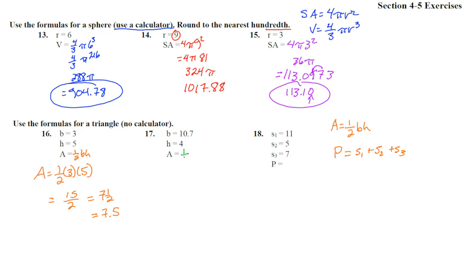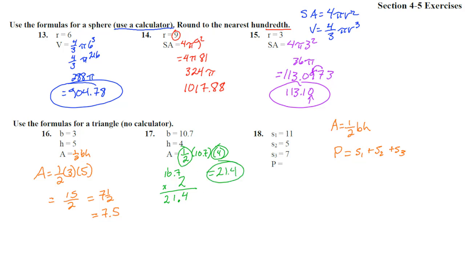Number 17. Area is still going to be 1/2 times base, which is 10.7, times 4. Let me see, is there a nice way to do it? There's 1/2 times 4. I know that one. That's a 2 times 10.7. So 2 times 10.7, 2 times 7 is 14, carry the 1. 2 times 0 is 0, plus 1 gives us 1, and then 2 times 1 is 2. 1 decimal place. So the answer is 21.4.